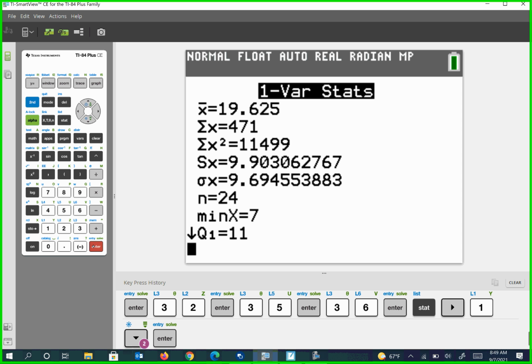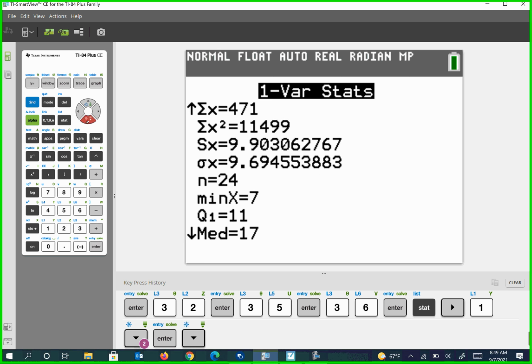Now, there's some other things up here that I want to talk about, and I'm going to write some of these down. Or actually, will someone do me a favor? Will you write X bar is 19.625, please? Will you write SX is 9.90? Will you write minimum 7? Will you write Q1 11? Anyone who's scribing for me, will you let me know? The median, which is also called Q2, is 17.